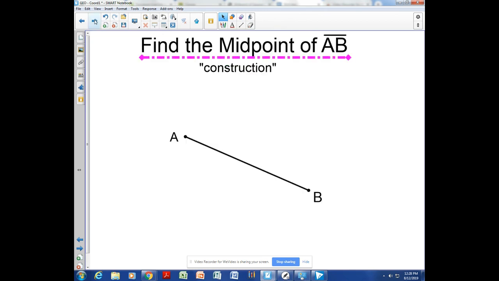Let's take a look. Finding the midpoint of AB through a construction. Through a construction using a compass and a straight edge, it's a very simple process. We begin with our compass. You're going to place the pointer of your compass on one of the end points that you're trying to find the midpoint of, and just make sure that you're open to more than half the distance to the other point. That looks clearly more than halfway to point B.